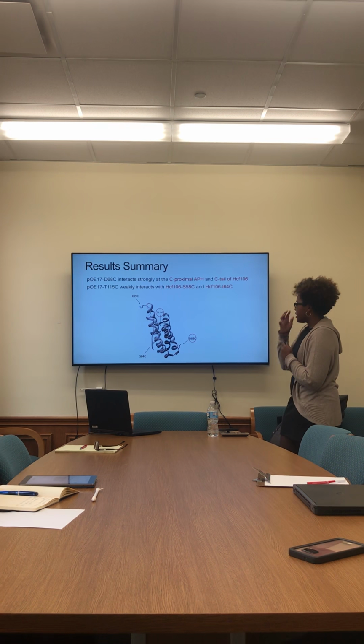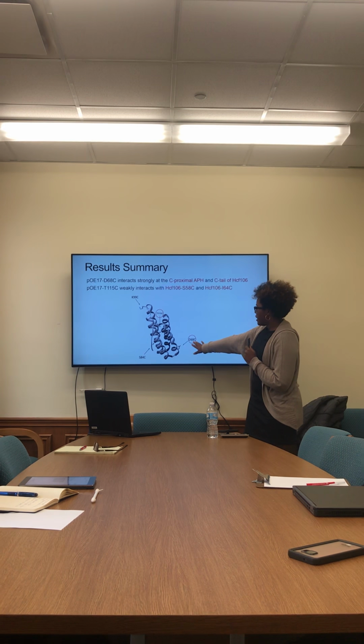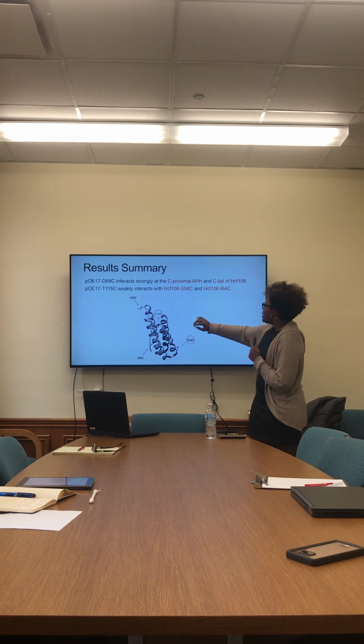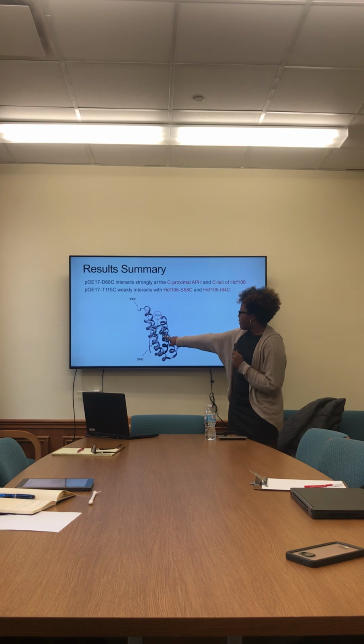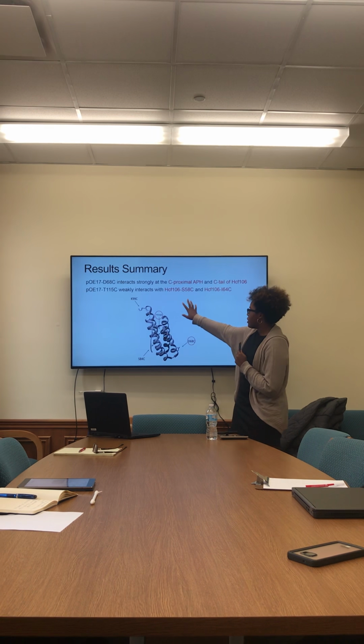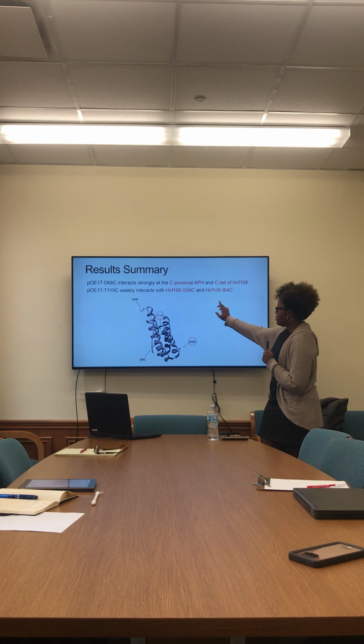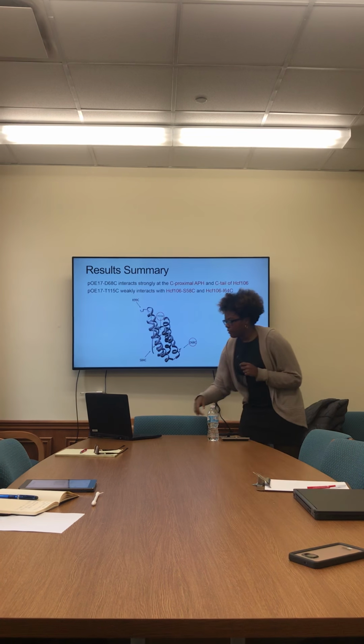Okay, so just as a summary, this one is D68. This is the one that was interacting with the C proximal APH and the C tail of HCF106. And T115 over here, that only interacted with two residues in the C proximal APH of HCF106.